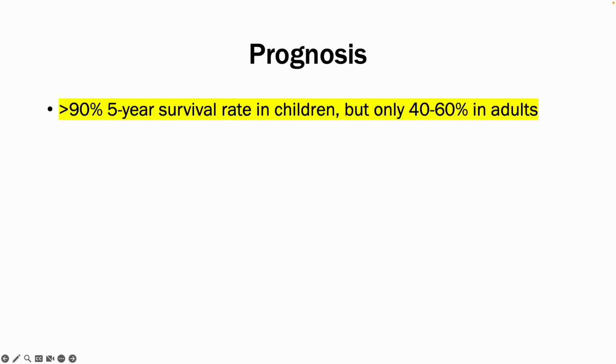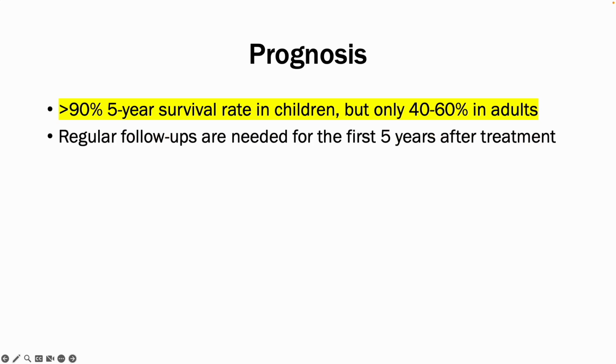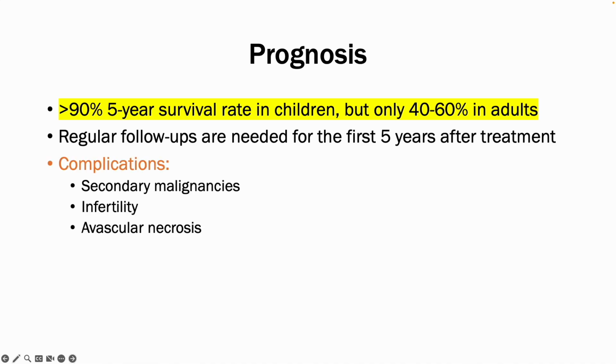With regards to prognosis, it is very good in children, over 90% 5-year survival rate, but in adults it is only 40 to 60% 5-year survival. Regular follow-ups are needed for the first 5 years after treatment, and you can get complications such as secondary malignancies, infertility, and avascular necrosis of your bones secondary to the chemotherapy.